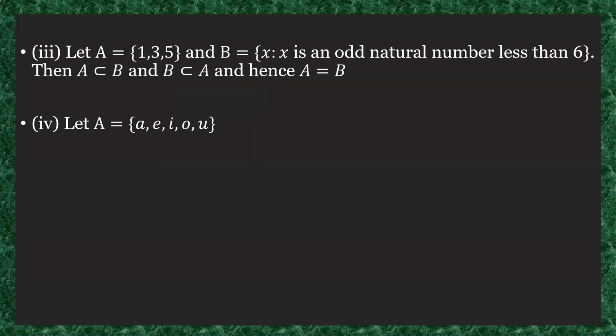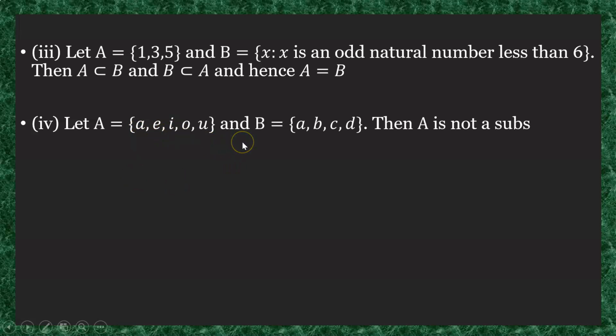Next, let A equal {a, e, i, o, u} and B equal {a, b, c, d}. Then A is not a subset of B, and also B is not a subset of A.